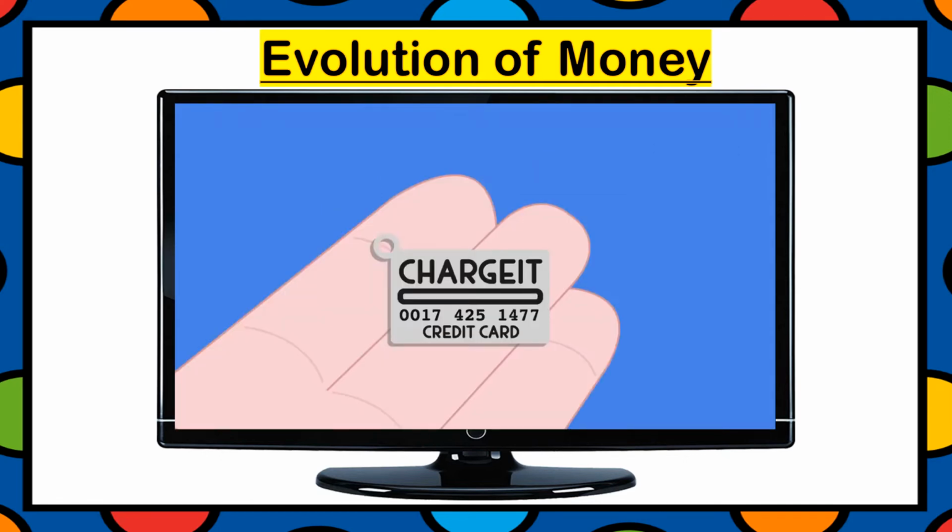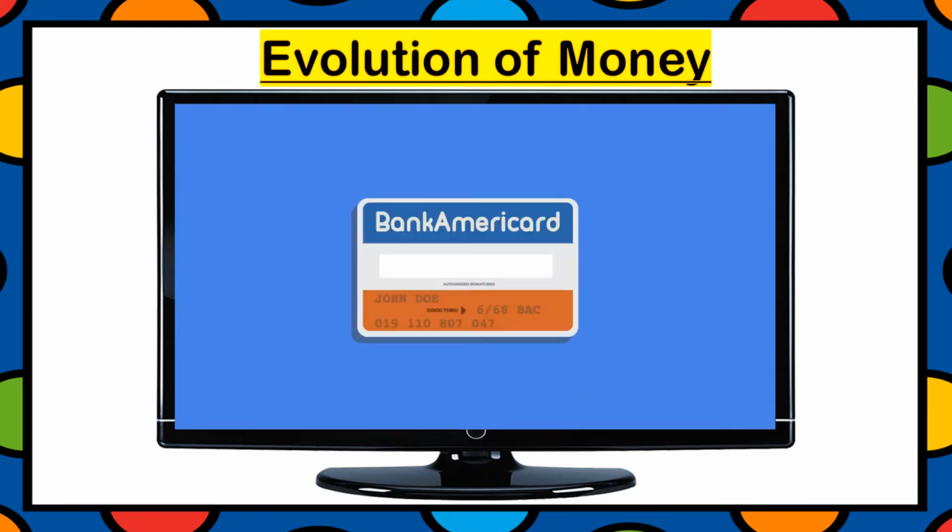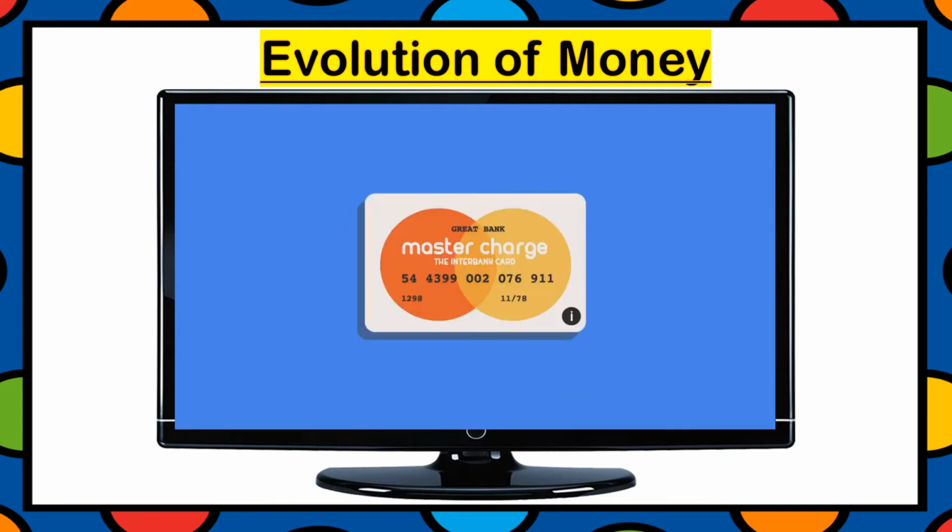In 1946, the world's first charge card, creatively named the Charge It, was introduced. It was limited compared to modern credit cards, but proved such a useful idea it would lead to the Bank Americard, now known as Visa, and MasterCard.